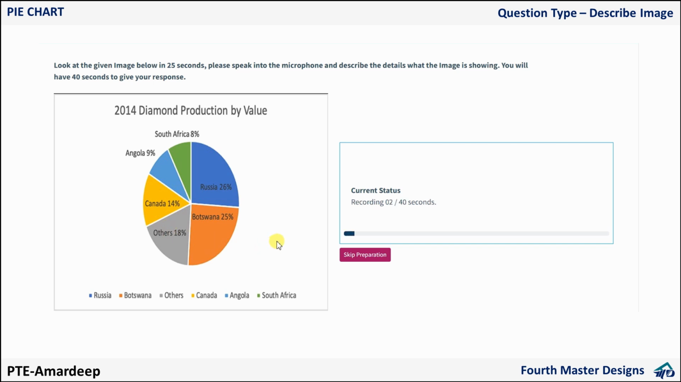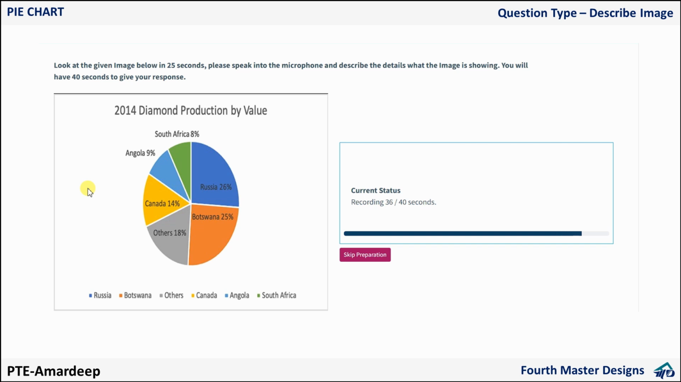The pie chart gives information about 2014 diamond production by value. The different countries are Russia, Botswana, others, Canada, Angola, and South Africa. Looking at the pie chart in more detail, we can see that the percentage of Russia was the highest, that is 26%, followed by Botswana, for which the percentage was 25%. On the other hand, the percentage of others was 18%, whereas the percentage of Canada, Angola, and South Africa was 14, 9, and 8% respectively.